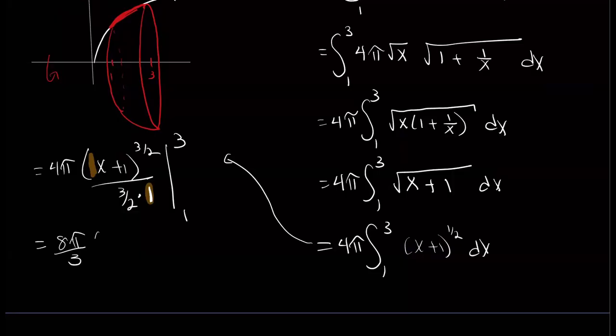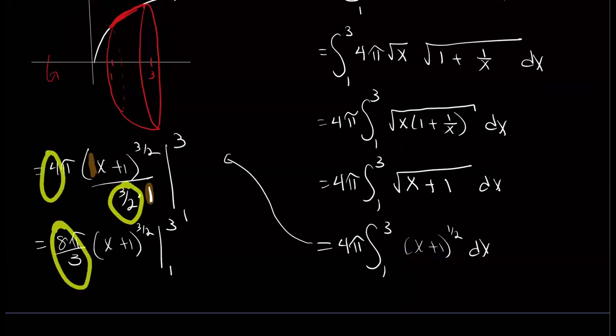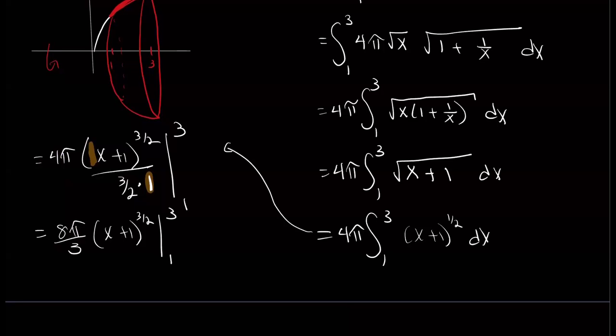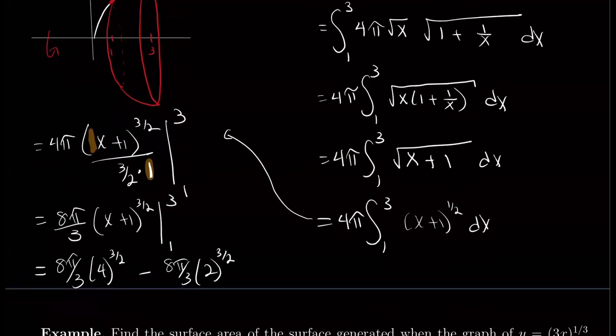Hopefully you can see where that's coming from, times x plus 1 to the 3/2 evaluated from 1 to 3. I just multiplied by 2/3 because that's how you divide fractions: you multiply by the reciprocal. And then I'll plug in some numbers. If I plugged in 3, I would end up with 8 pi thirds times 4 to the 3/2 minus 8 pi thirds times 2 to the 3/2, which you can simplify.